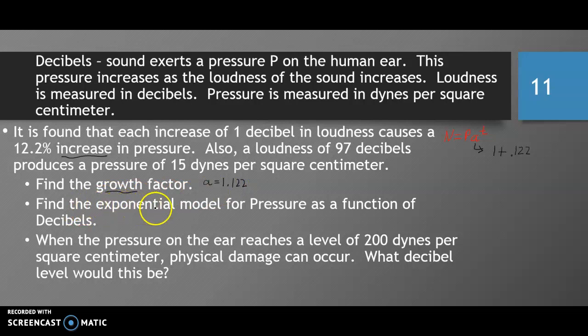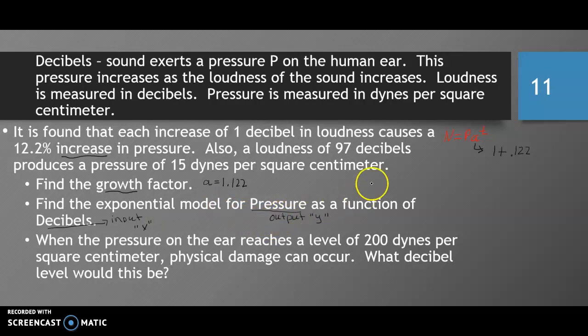Then it asks me to find an exponential model for pressure as a function of decibels. So this means that pressure here is the output, or the Y value, and decibels here would be the input, or the X value, when we're thinking in terms of X and Y in a coordinate plane.